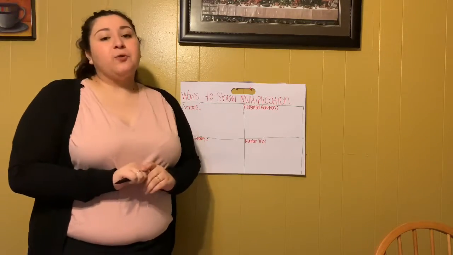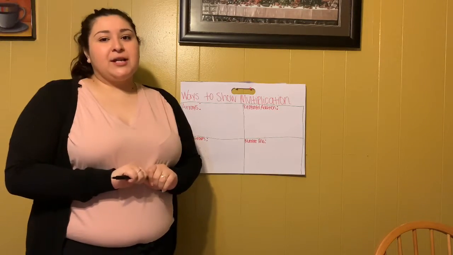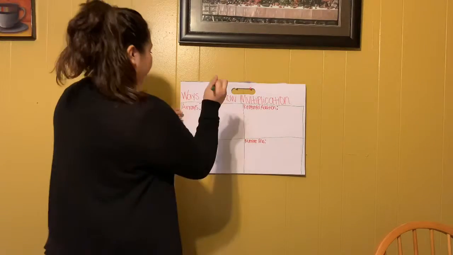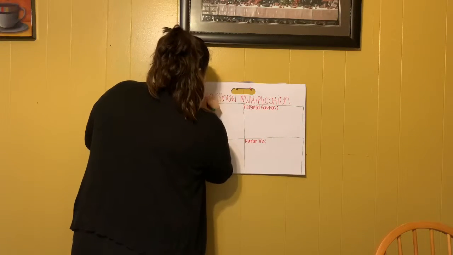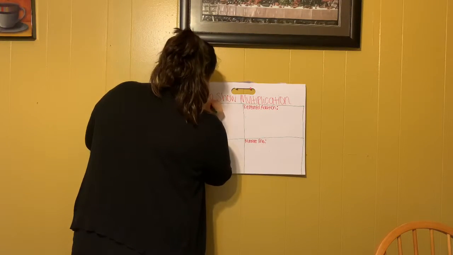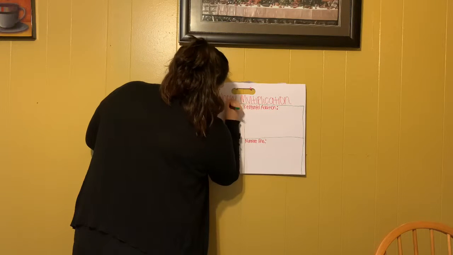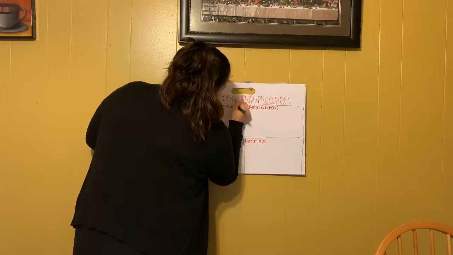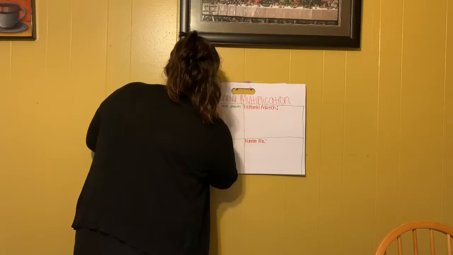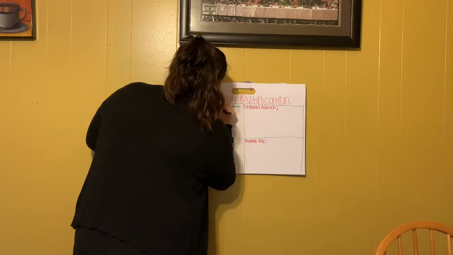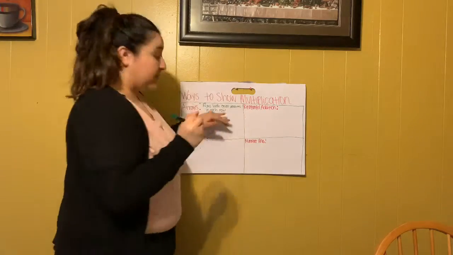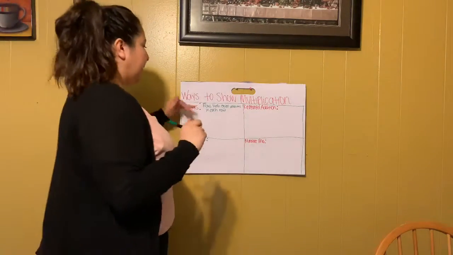Arrays are simply rows with equal amounts in each row. So let's go ahead and write that out. So rows with equal amounts in each row. Now we're going to leave the definition up there to remind us of what arrays are.